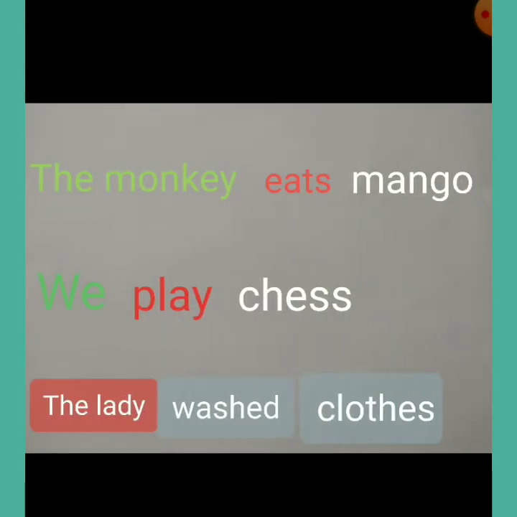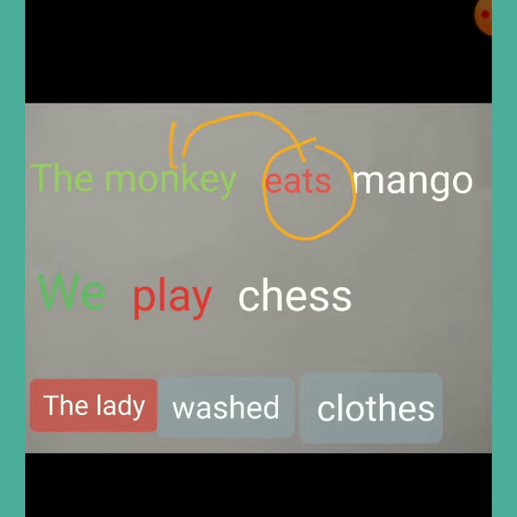Now we will analyze some sentences. For that, first of all you have to identify the verb of the sentence. First of all we will identify the verb. Here in the first sentence, the monkey eats mango. Eats is the verb. Now we will identify the subject. Subject means the doer of the action. Here action is eat, and who is the doer? Monkey.